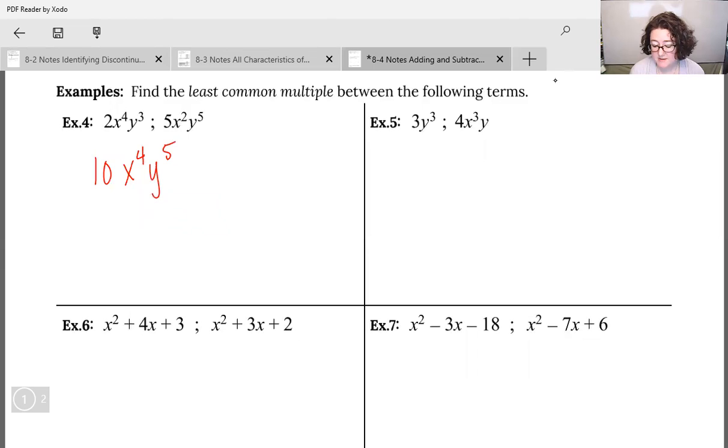Okay, example 5. Again, I want to make sure that every possible factor is represented. We have 3 and 4. The least common multiple between those two is 12.